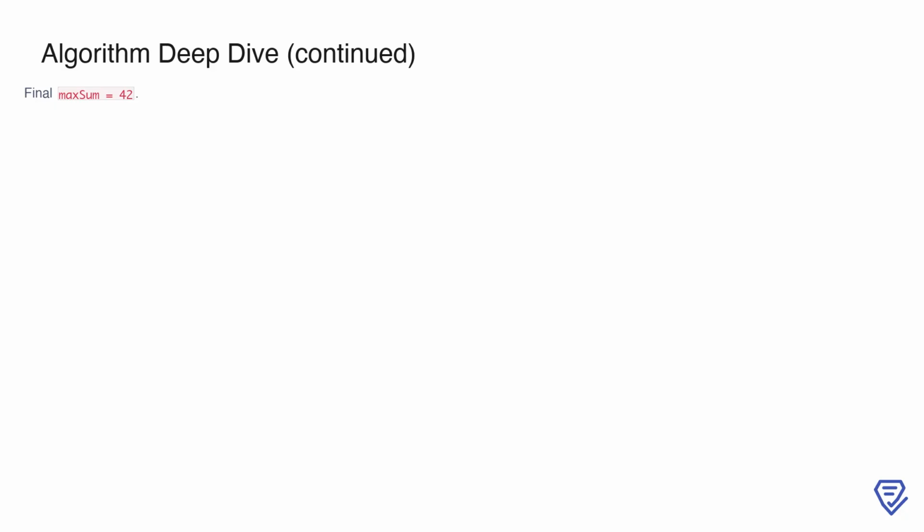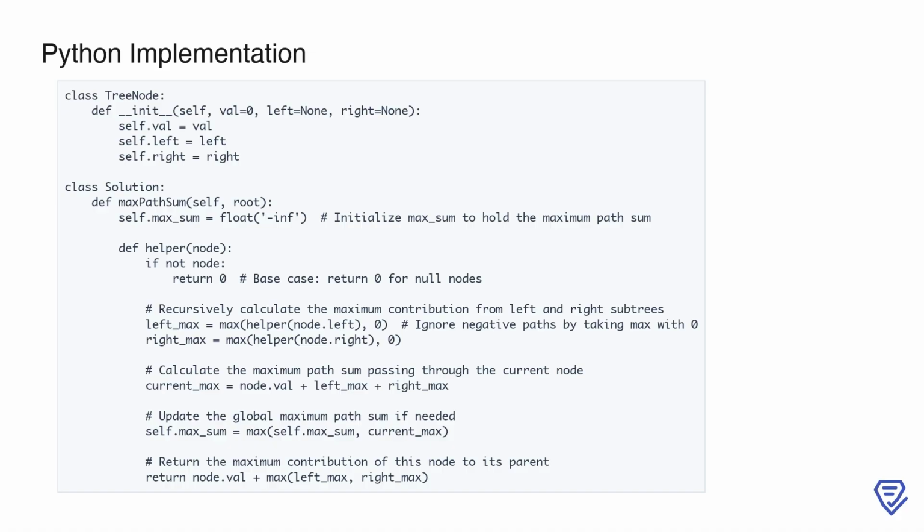Here, we start by defining a tree node class to represent the nodes of our binary tree. Each tree node has a value, along with references to its left and right child nodes, which are initialized to None by default. Then, we define the solution class, where the maxPathSum method will calculate the maximum path sum for the given binary tree. We begin by initializing a variable, max_sum, to -infinity. This will keep track of the highest path sum encountered during our traversal.